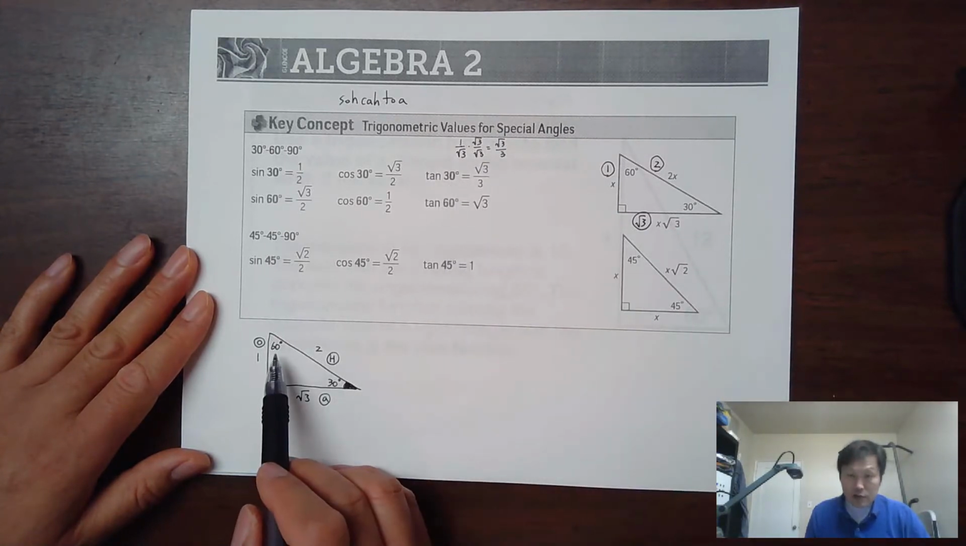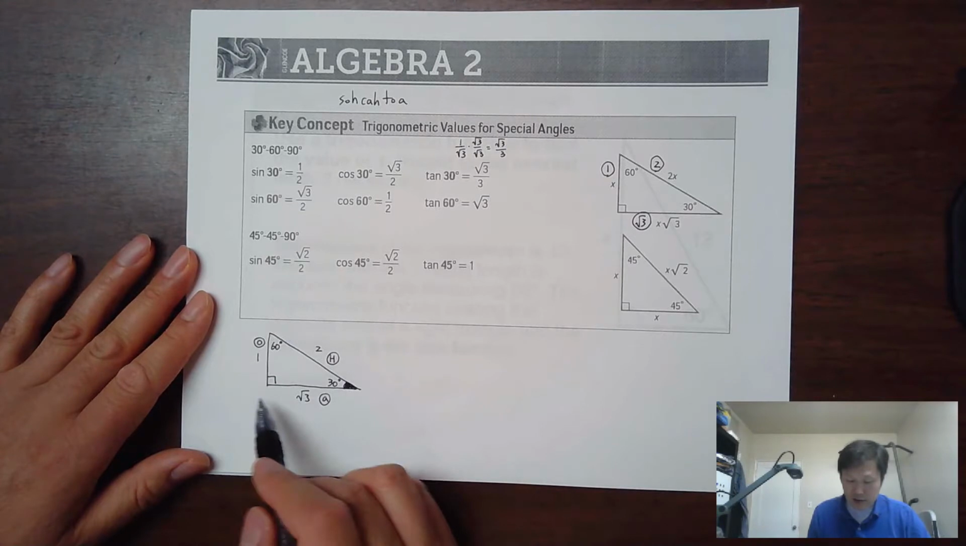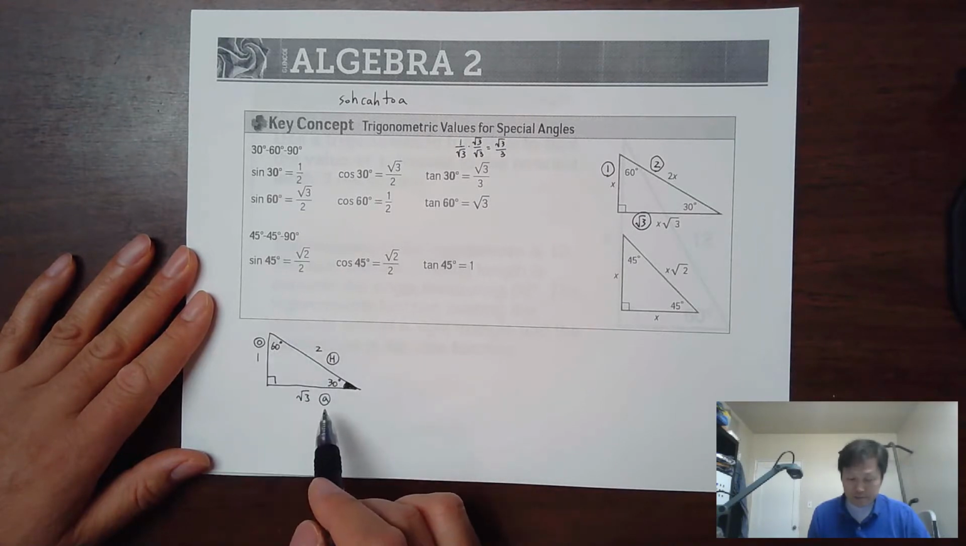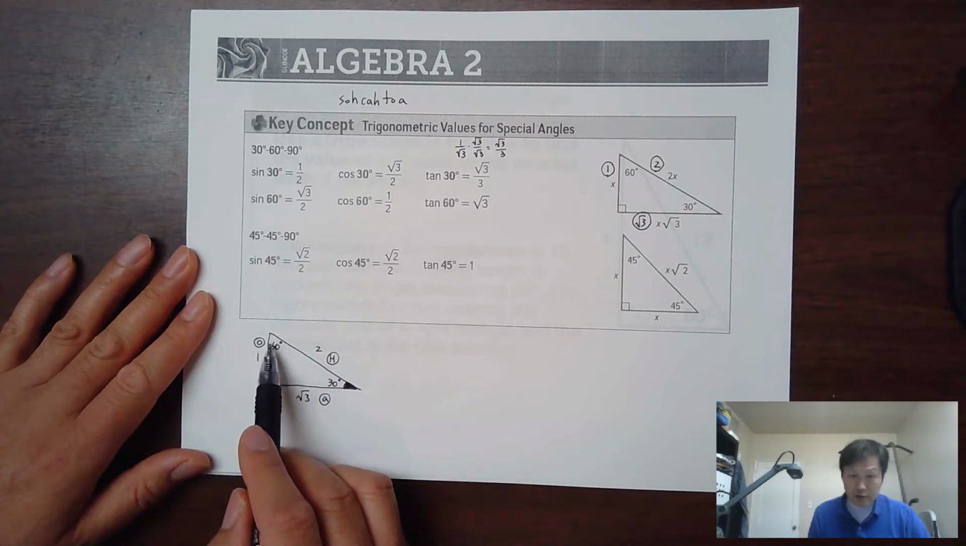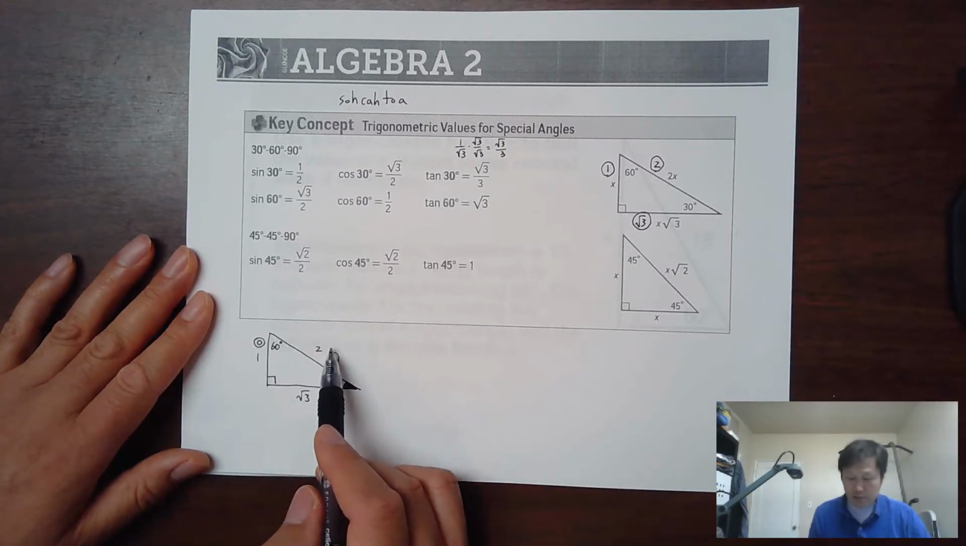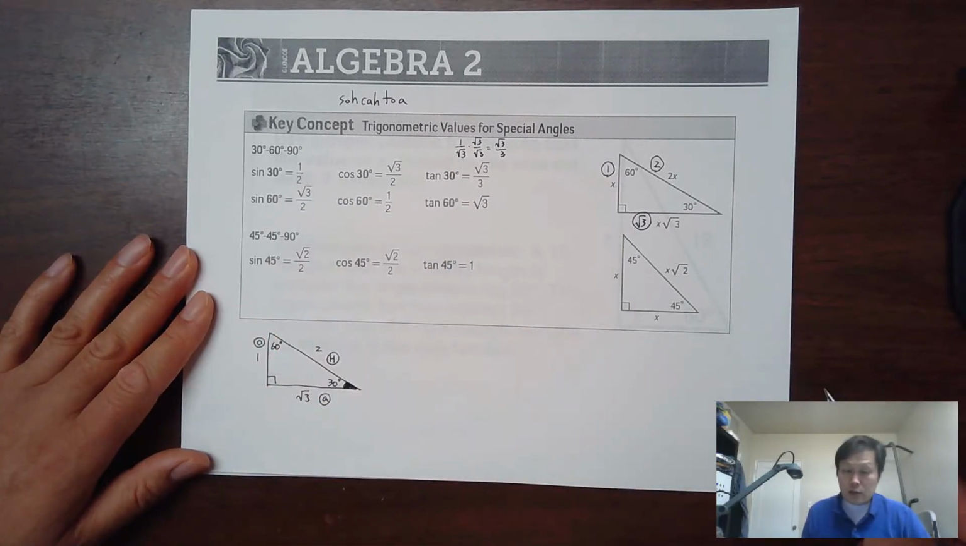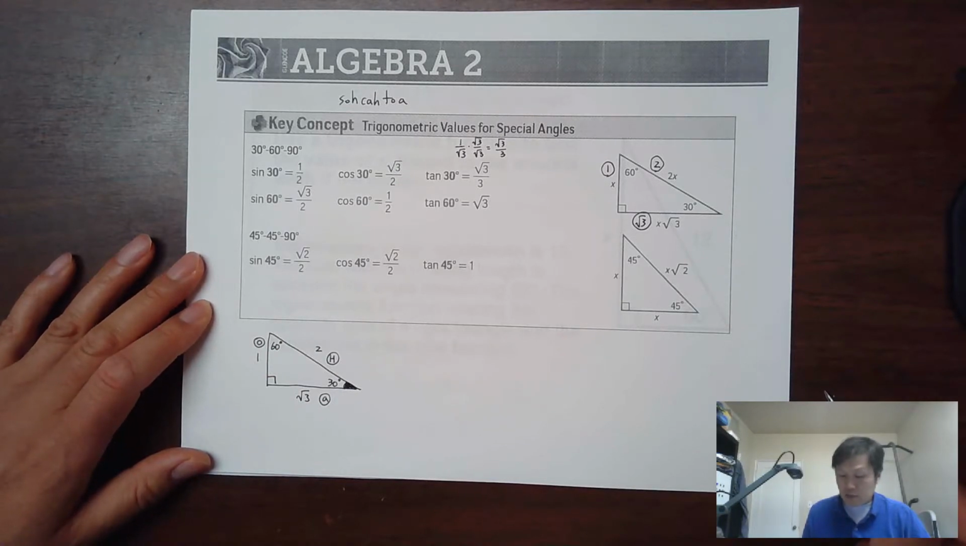If you are interested in 60 degrees, you will have to draw another triangle just like this, but the labels will be different. If 60 degrees is the angle of interest, this becomes opposite, this becomes adjacent, and this is the hypotenuse. You should be able to get the sine 60, cosine 60, and tangent 60 values.